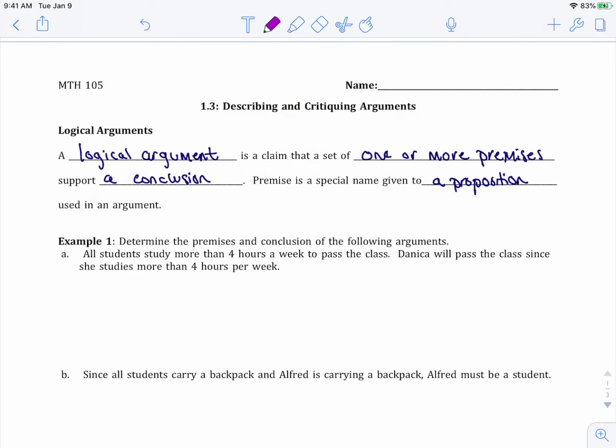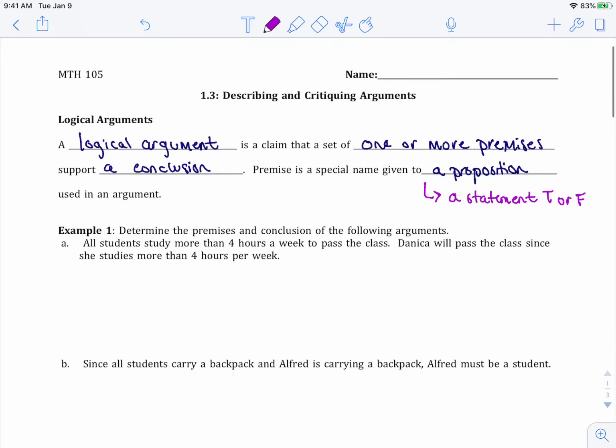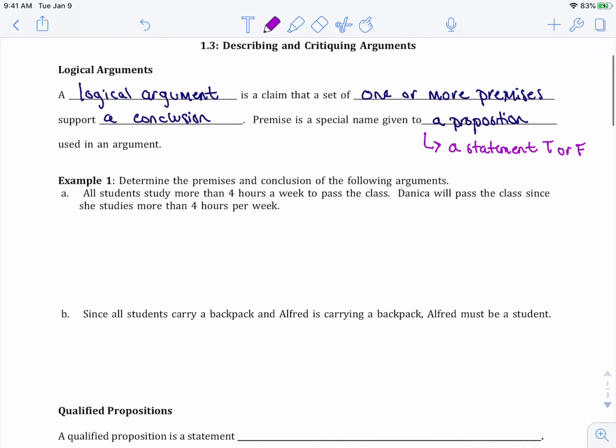So remember with a proposition, that is a statement that we can decide if it's true or false, right? So I believe it was in 1-1 that we were given certain claims and we had to decide if they were propositions or not. So the first example, we're going to be given some information and we need to determine the premises and the conclusion.